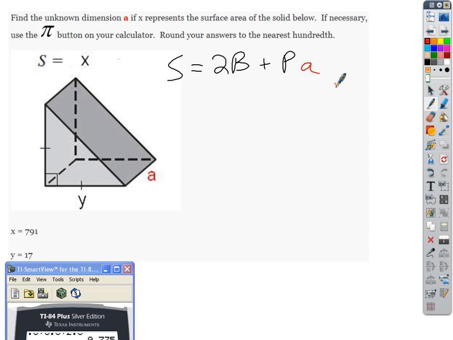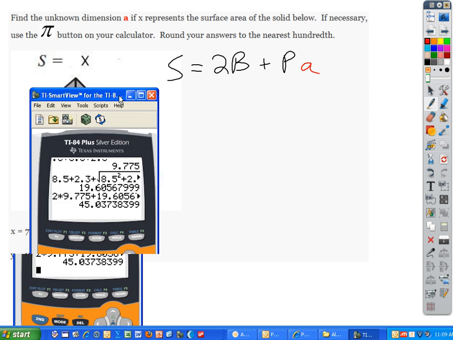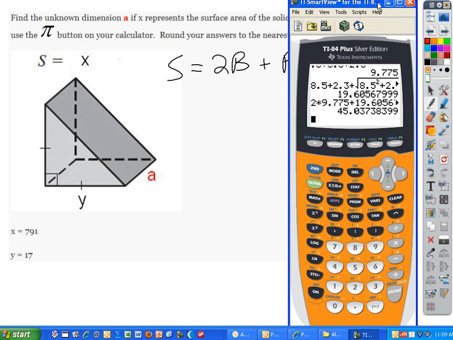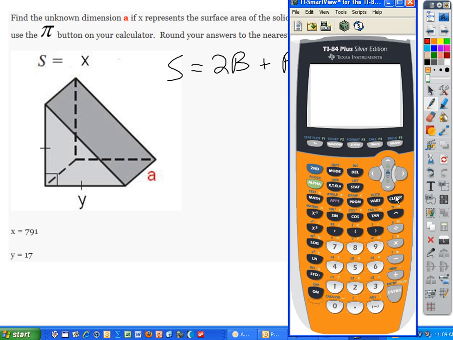Okay, so if we want to find B, this time it's an isosceles triangle, right? But still just a right triangle. So it's 1/2 the base of the triangle times the height. So then don't you agree that the area of that triangle is just 0.5 times 17 times 17? So there it is. Okay, 144.5.